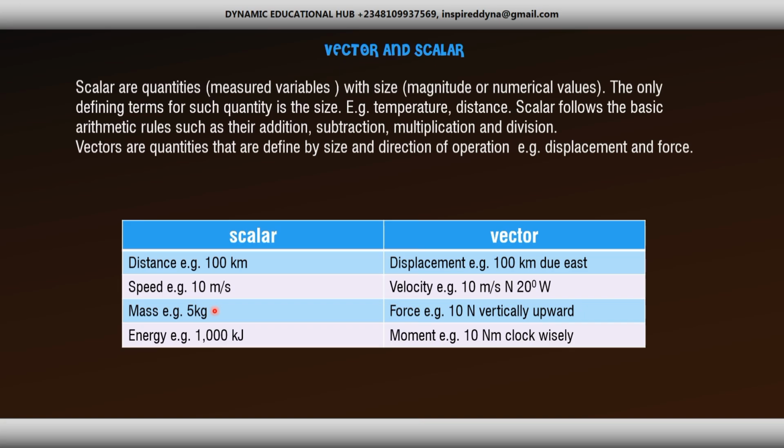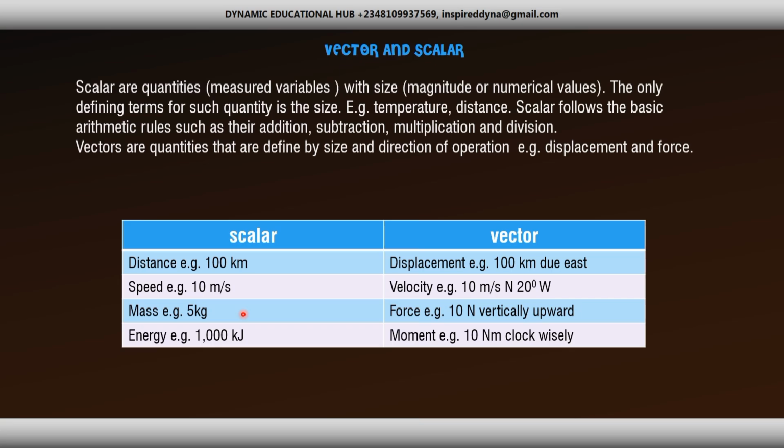Now when it comes to mass, look at mass, 5 kilogram. Look at force, Newton. Now look at energy again. Now let's look at this energy closely. We have energy, example 1000 kilojoules, and we have moment. Now let me quickly explain this.